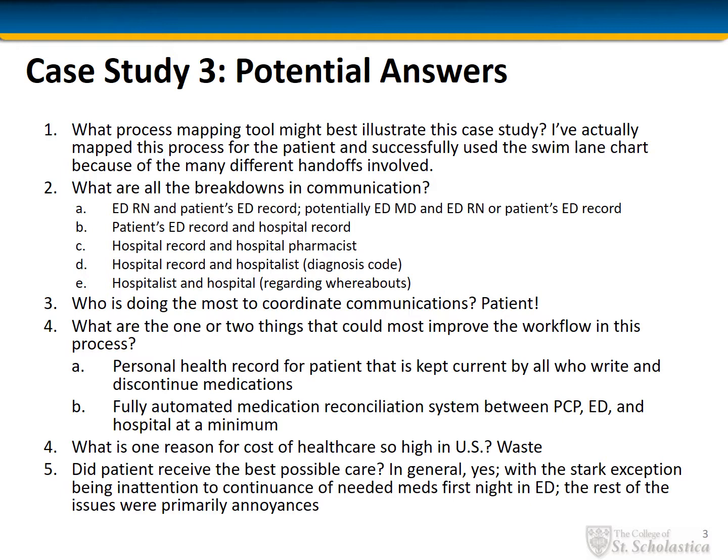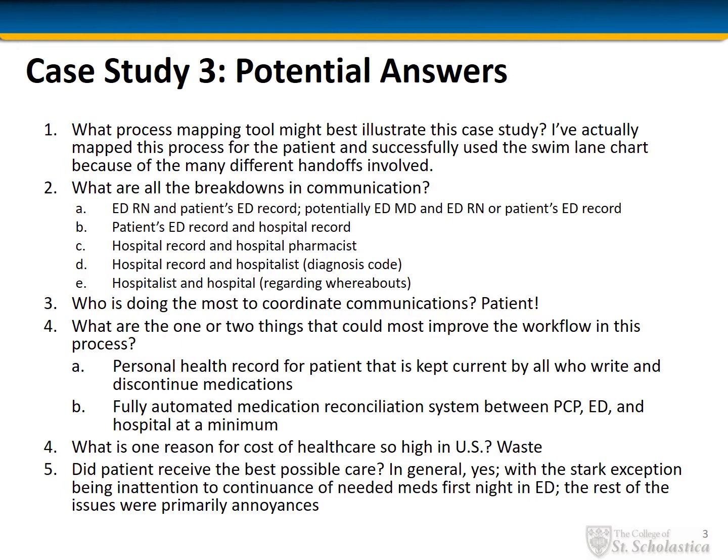The hospital record and the hospital pharmacist. Did the hospital pharmacist look at the hospital record? We could probably add there the patient's list, but that's not to be found. The hospital record and the hospitalist with respect especially to the diagnosis code on the order for the nebulizer medications. And the hospitalist and the hospital regarding the whereabouts of their former employee who still has responsibility towards some of these patients. You may have thought of even others.